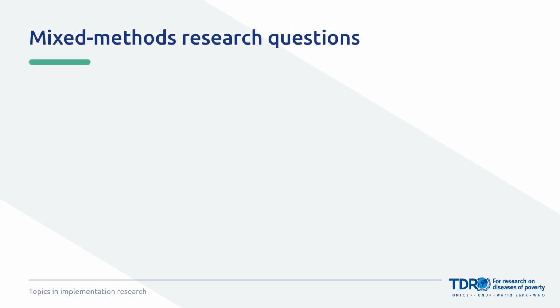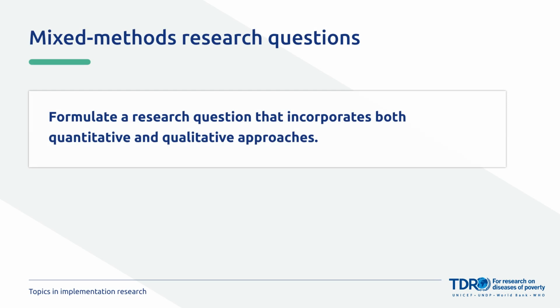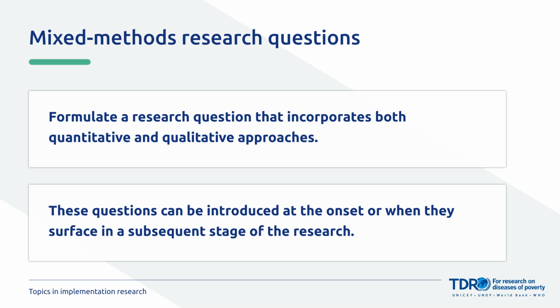To ensure a robust mixed method study, it's important to begin by formulating a research question that incorporates both quantitative and qualitative approaches. This will guide the selection of methods and inform the overall study design. These questions or hypotheses can be introduced at the onset, or when they surface in a subsequent stage of the research. For instance, if the study commences with a quantitative phase, the researcher may propose hypotheses. As the study progresses to the qualitative phase, the qualitative research questions can be developed to test these hypotheses.